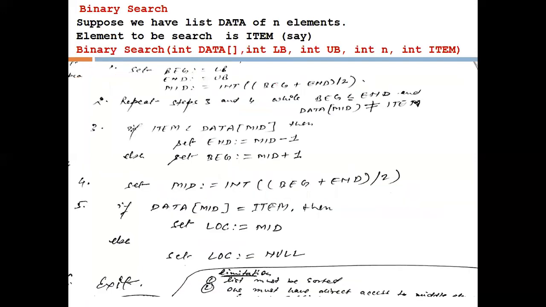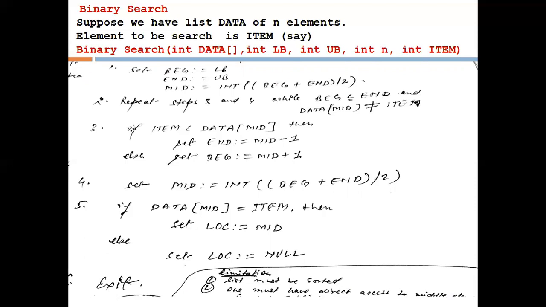Now, the better searching algorithm is binary search. But the binary search is better than linear search, but the limitation is the list must be sorted. If the list is sorted, then only we can apply this algorithm, otherwise not. And the second requirement of this algorithm is one must have direct access to the middle element.